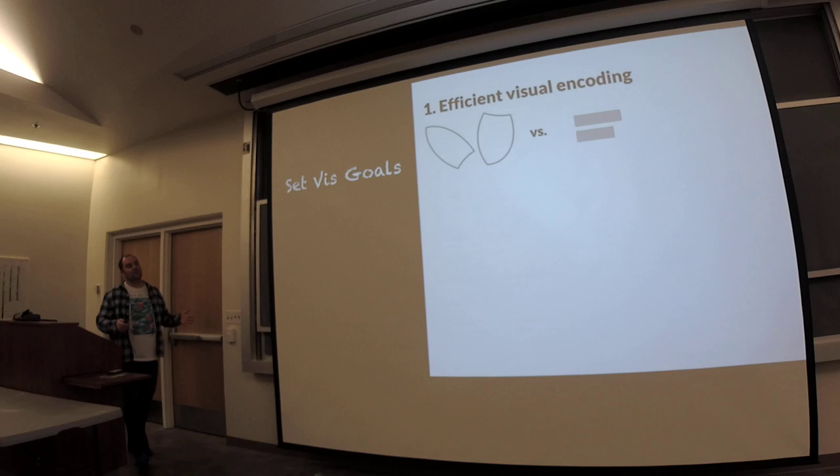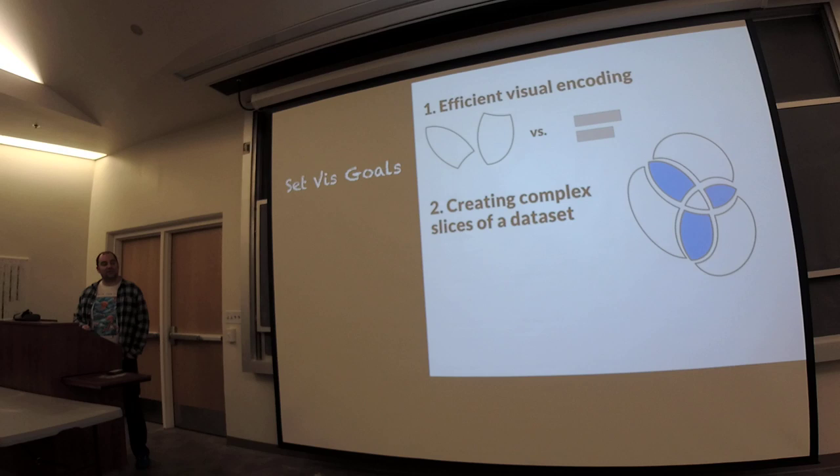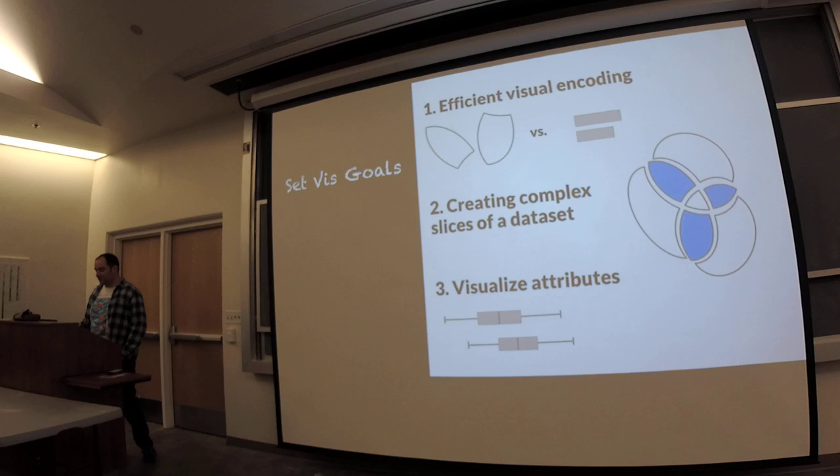So instead of using this abstract shape, we want to use something that is perceptually efficient, like bar charts. We could also ask, can we create complex slices of data sets? Can we combine something like this with a query system? And how can we visualize attributes about any of those intersections? So this is the tool that we built.